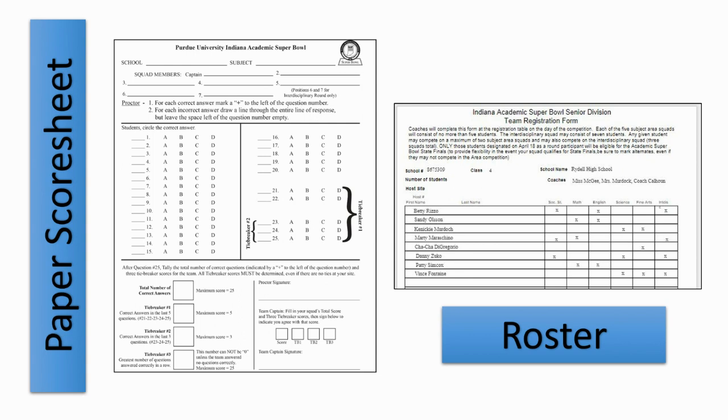On the roster sheet on the right, you will notice that there are X's in the boxes for the subject areas that the student is going to compete in. Please make sure that there are no more than 2 X's in a subject area box and then a possibility of an X in the interdisciplinary box, depending upon which competition you are proctoring for.